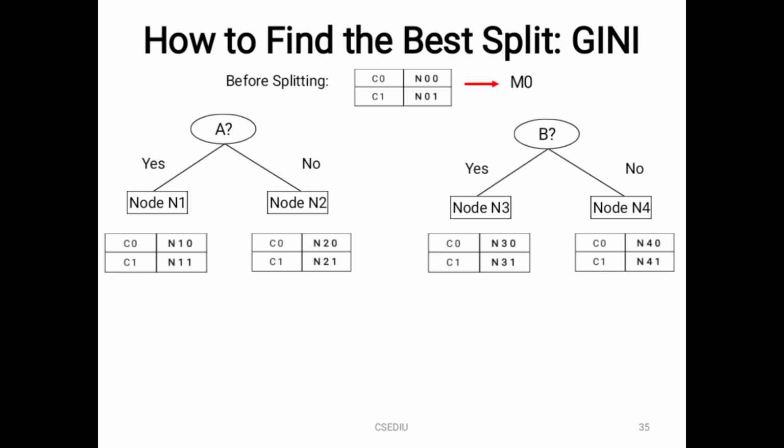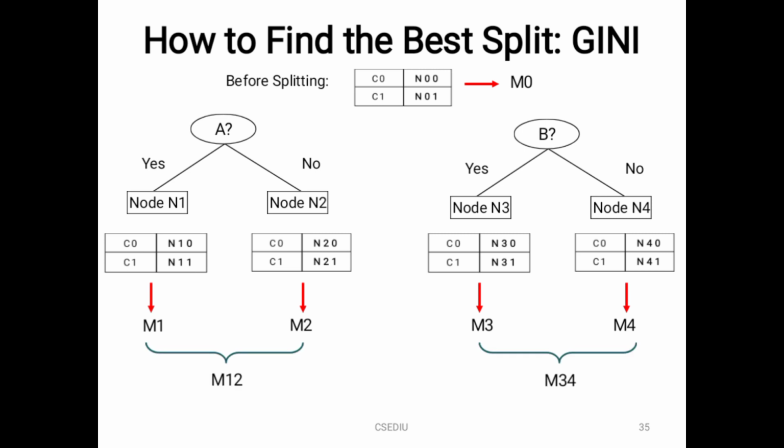Before splitting, the node N0 has impurity M0, and after splitting we have M1, M2, M3, M4. Node N1 means M of 1, N2 means M of 2, N3 means M of 3, and node N4 means M of 4. These nodes are combined into M of 1 comma 2, and these into M of 3 comma 4. Here we compare M of 0 minus M of 1 2 versus M of 0 minus M of 3 4.